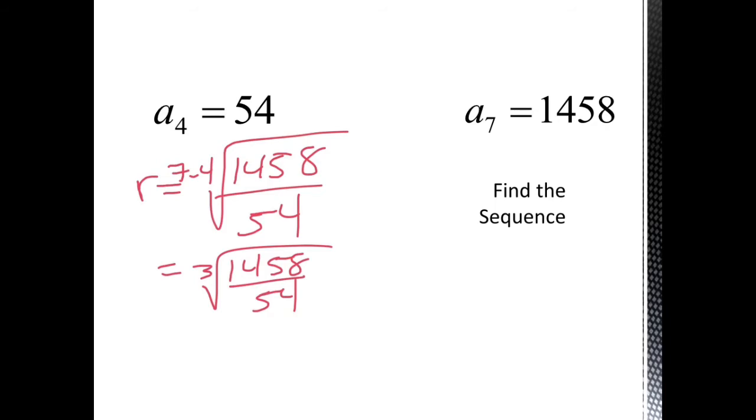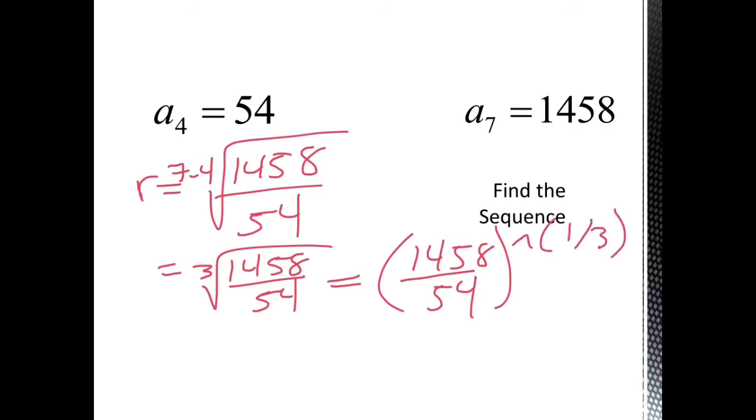Now if you guys don't know how to do that in your calculator, then it might be easier to just put this in parentheses and raise it to the, again in parentheses, 1/3 root. Or sorry, 1/3 power. So those are the same. The cube root or 1/3 power, either way it's going to help you find your r value. Okay, so once this has been plugged into the calculator, we get that r is equal to 3. Our next step now is to find our first term.